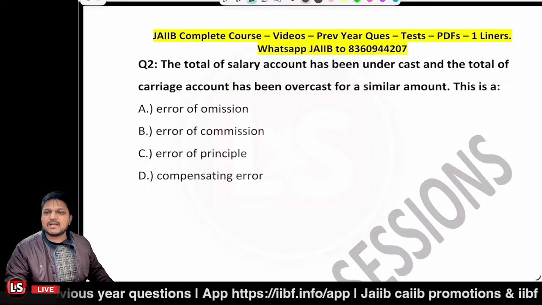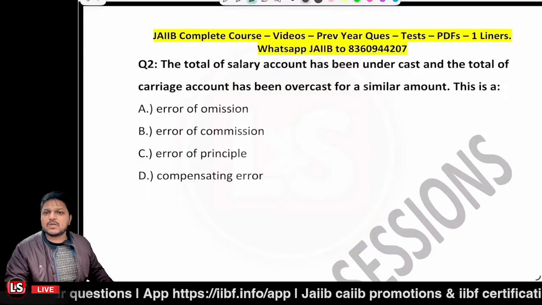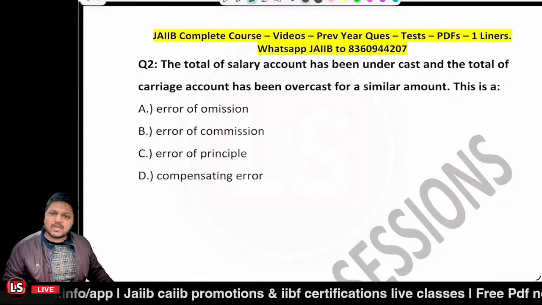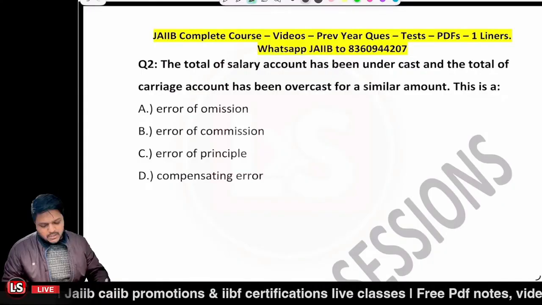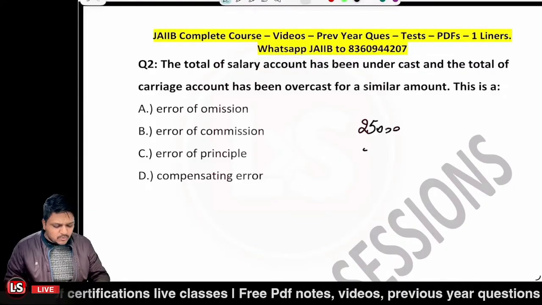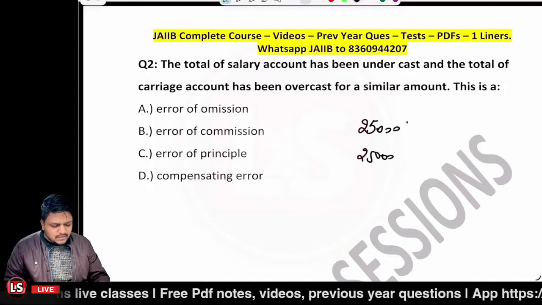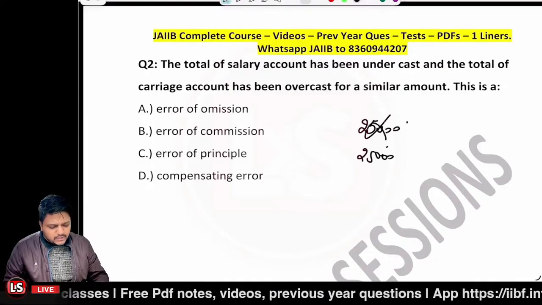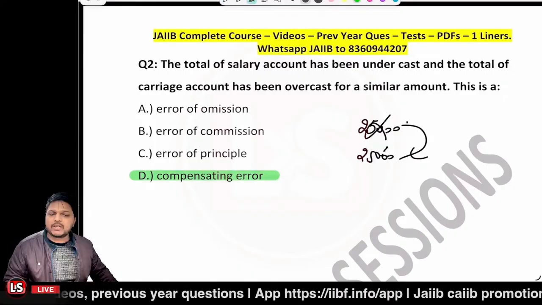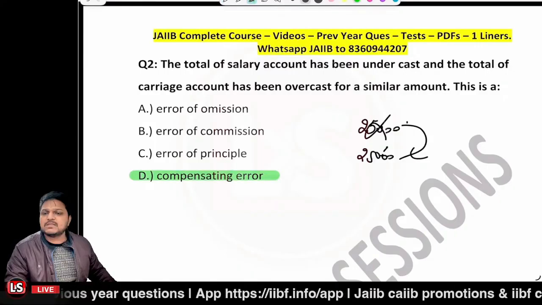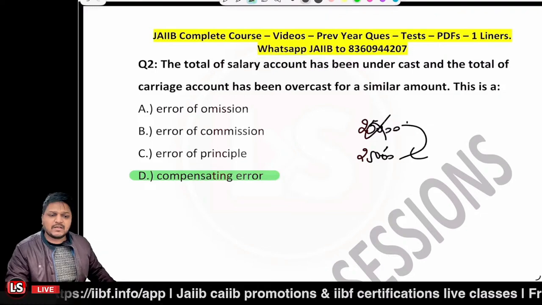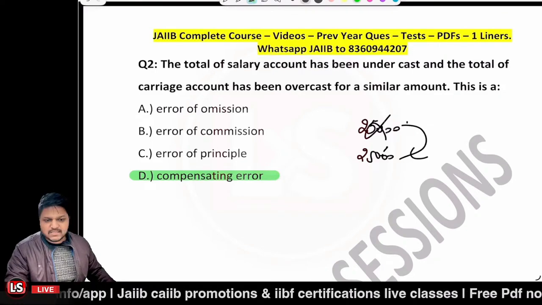It is compensating error. How come? See, salary account is undercast, so the total is less than the actual, and carriage is overcast, so the total is more than actual. Let's assume that the salary account was undercast by 25,000 and the carriage account was overcast by 25,000. One nullifies the effect of the other, and that is basically the compensating error. So the answer is option D, compensating error. Very right. Shri Krishna has answered here, and that's the correct answer.